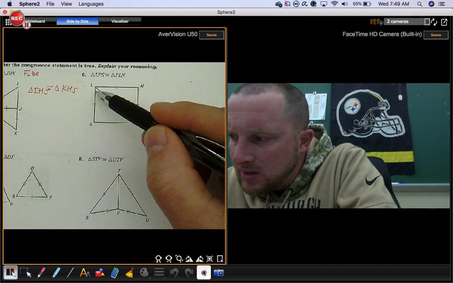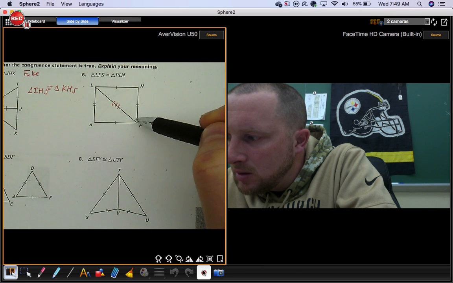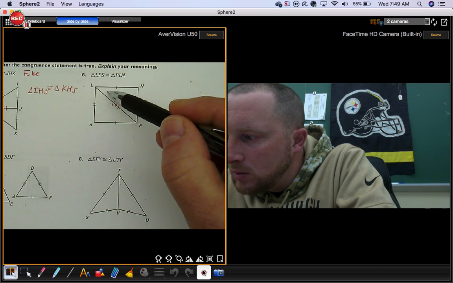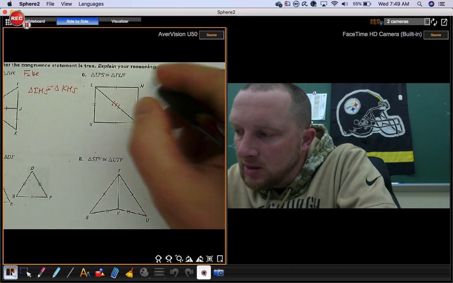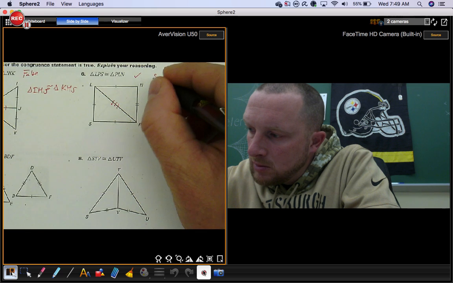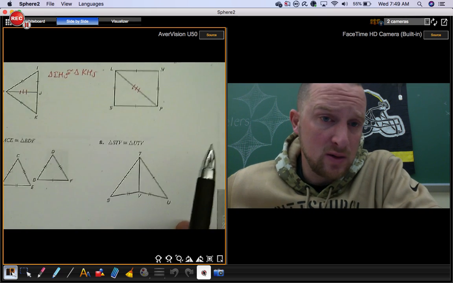Well, let's look. Does L, that's between 2 marks and 3 marks, does that go with P? P is between 2 marks and 3 marks. So that's okay. Does P on this triangle, 1 mark and 3 marks, go with L, 1 mark and 3 marks? It does. So this is good. They're congruent by side, side, side. And the statement is accurate as well because the parts correspond.